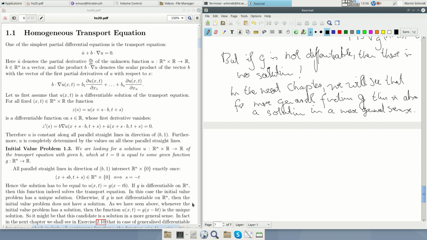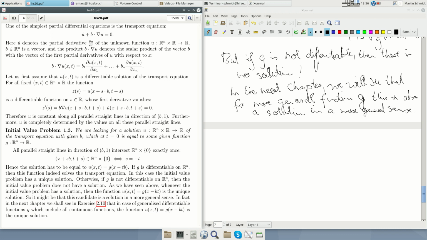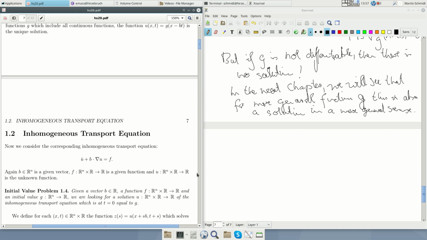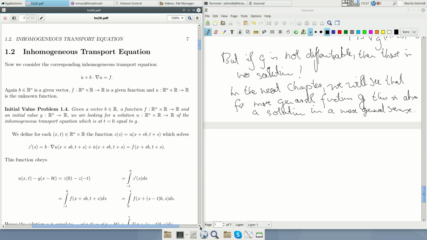Okay, so now we have solved this initial value problem and understood that if g is differentiable, we get a unique solution. But if g is not differentiable, then we have no solution. In the exercise in chapter 2, you will prove for which more general functions it is a solution. This will include all continuous functions and even all L1 functions. Okay, so now we look at the inhomogeneous transport equation.